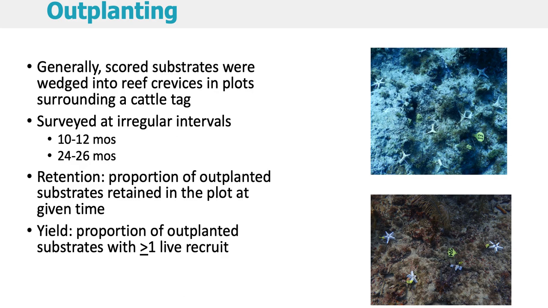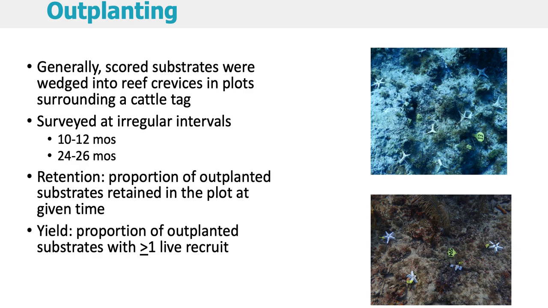So then we outplanted these, again, a range of locations and species, but generally we had a cattle tag on the bottom which marked a plot, and then we just wedged the different units and treatments around that plot number to keep track of the individuals. We had different intervals of survey, but I'm going to show you data from somewhere in the 10 to 12 month range, and then individual years.